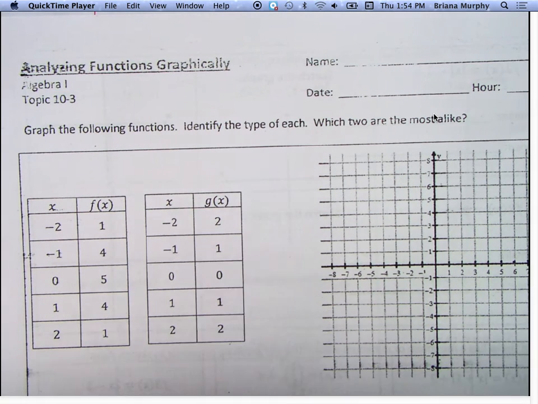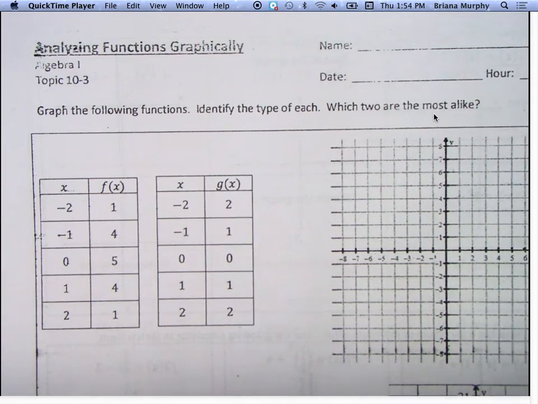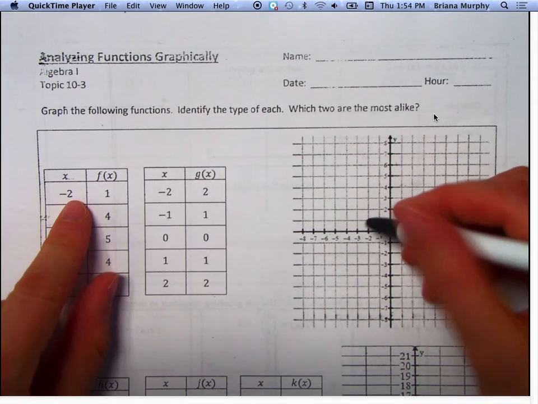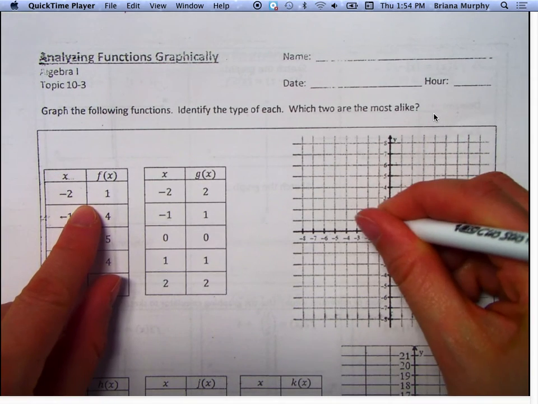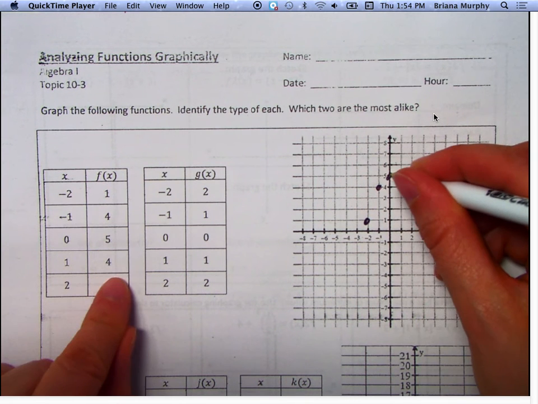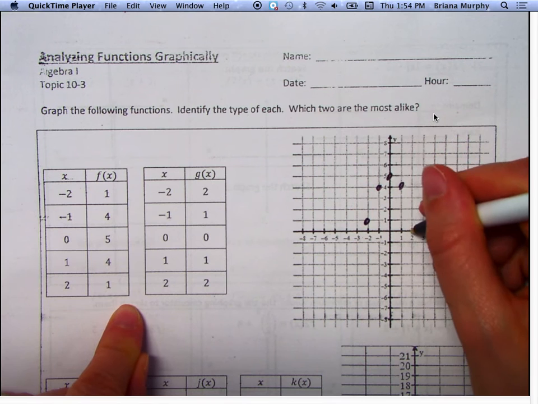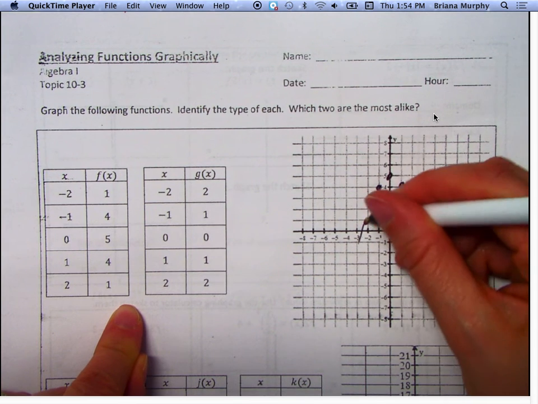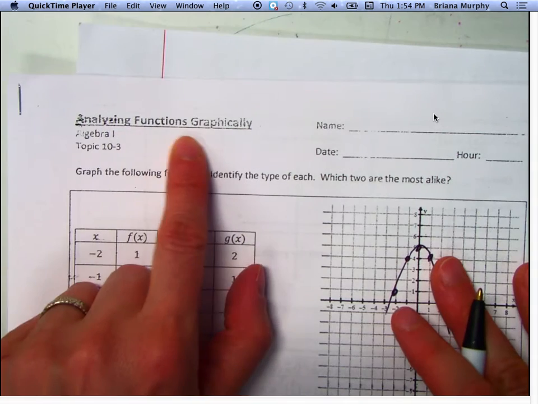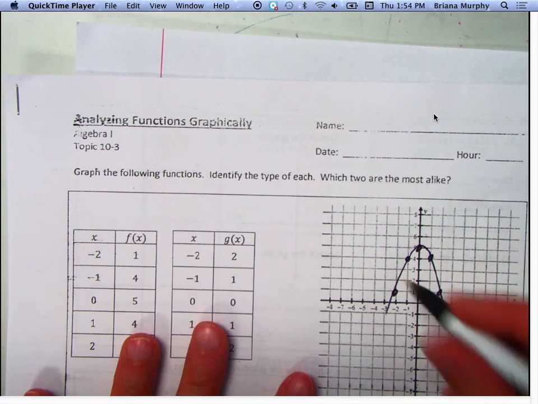So the first thing we're going to do is I'm going to use two different colors. I suggest that you label your graph really well so you see the difference. I'm going to graph these two tables. At x = -2, I'm going to go to 1. At -1, I'm going to go to 4. 0, 5, 1, 4, and 2, 1. Okay, this is the one that says analyze function graphically 10.3. It does not say anything about classwork on it. That helps.